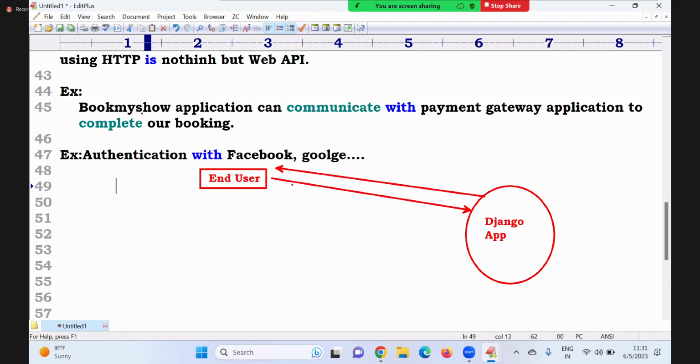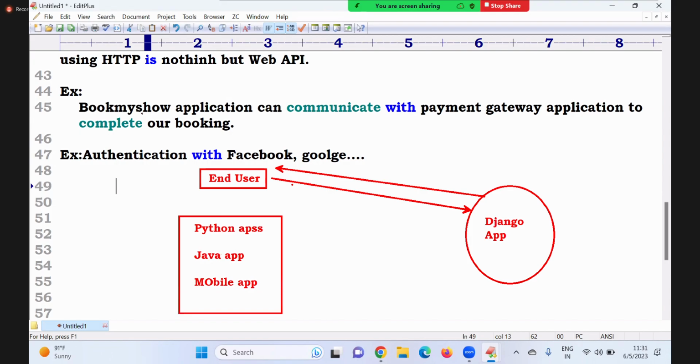Once you deploy the application on pythonanywhere.com and give the URL, I'm getting services, but that is not my requirement. My requirement is that tomorrow I want to use a Python application, or a Java application, or a mobile application. Then your Django is not giving a response. No chance. If I want to communicate with any one of these, what is required?